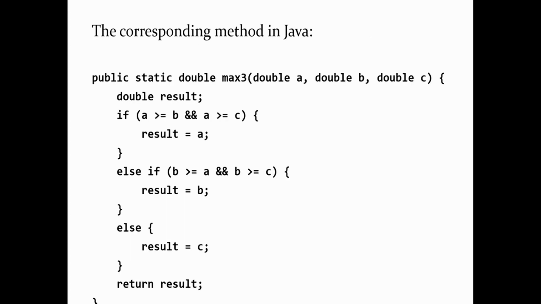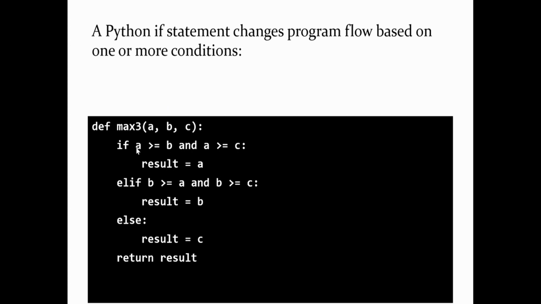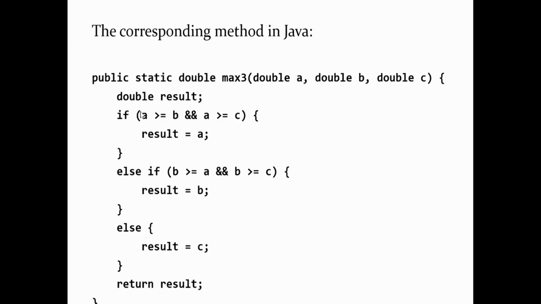Okay, so the corresponding method in Java looks similar but slightly different. Here you've got if and then the condition. In Java, you have if, and then the condition must be inside parentheses. So these round brackets have to be there, otherwise you'll get a compiler error. So, if, round bracket, and then the condition.